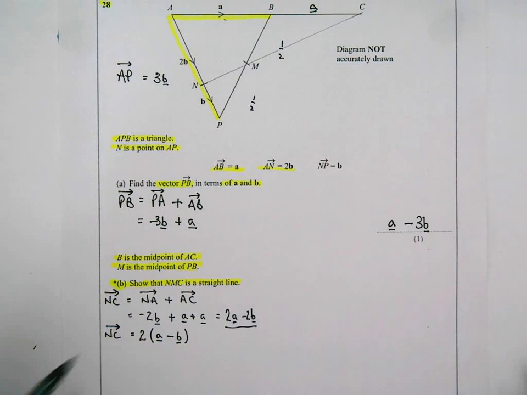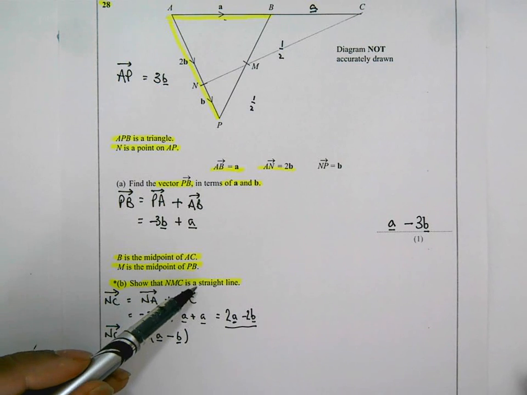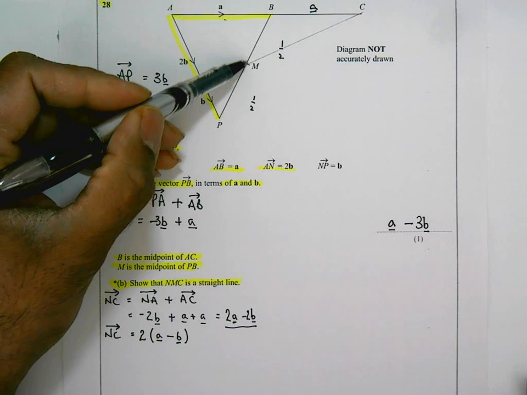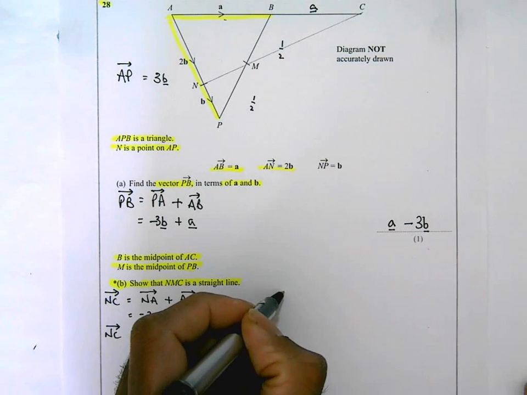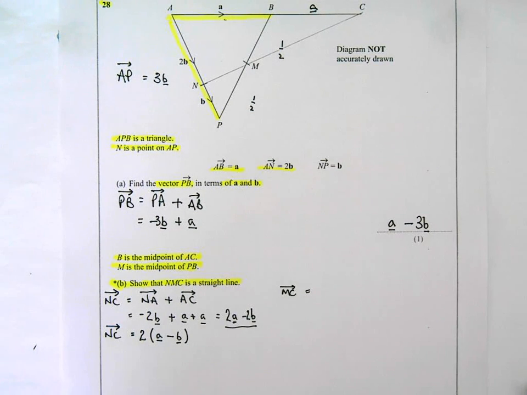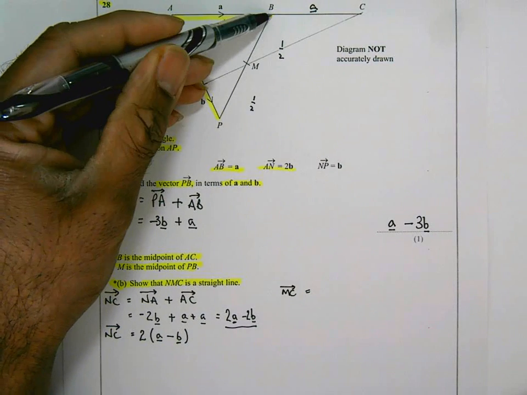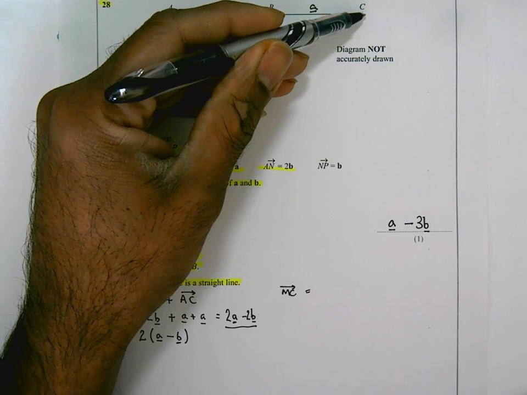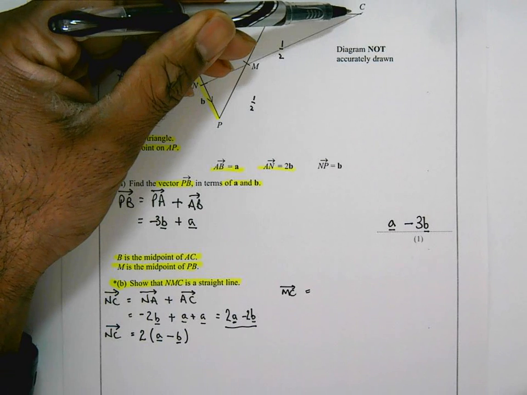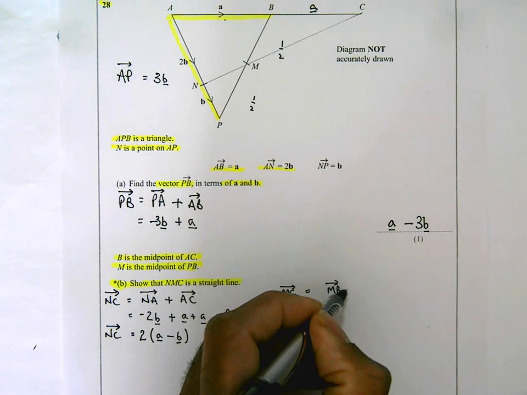So the next part of this, right, because I want to show that N, M, and C are on the same straight line. I've worked out NC already. I'm going to now work out MC. So I'm going to do it on this side, M to C. Now this part is a bit more complicated. Now to work out MC, I need to go from M to B, and then from B across to C. So M, B, and then I'm going to add on to that B to C.